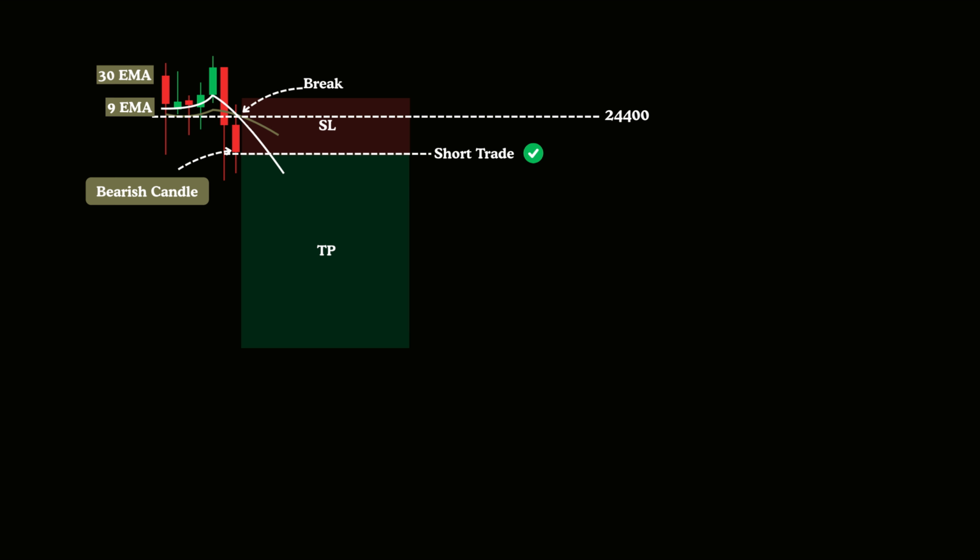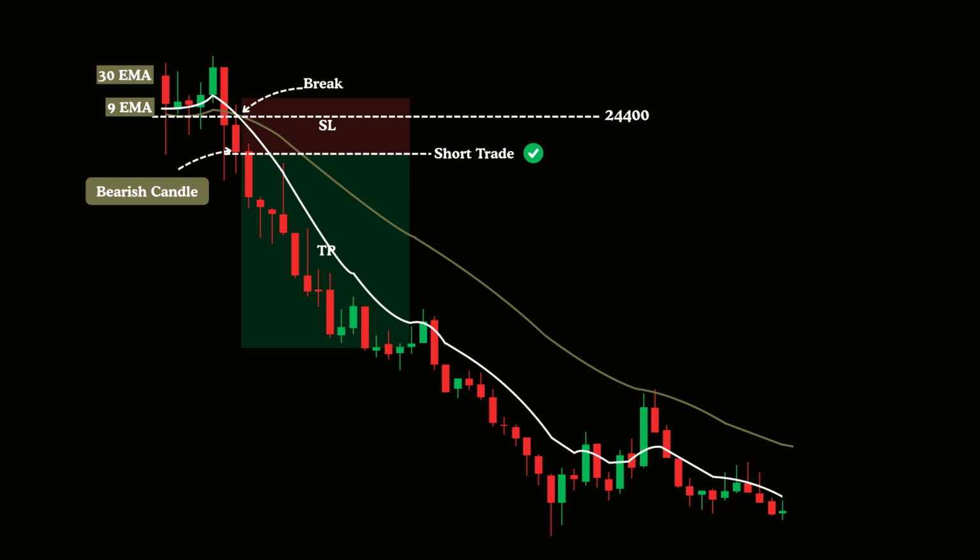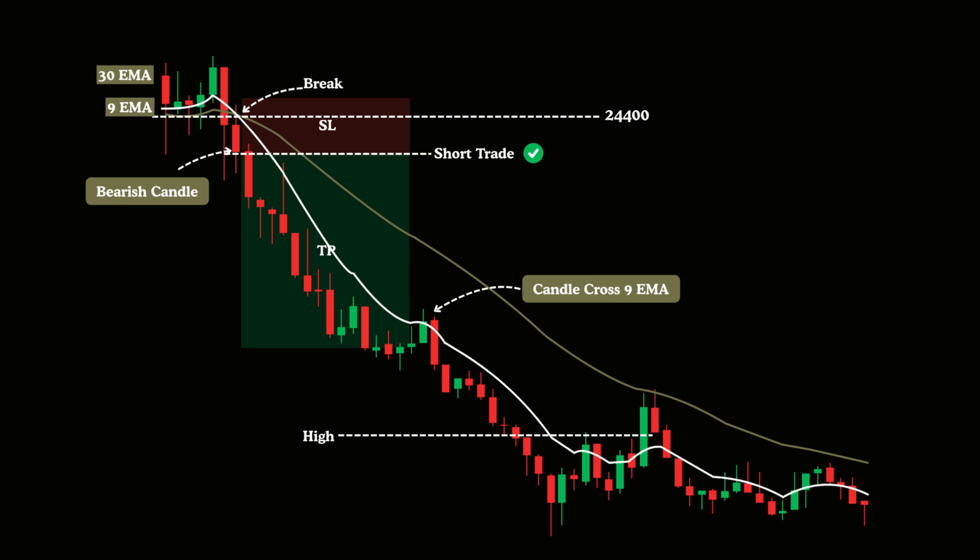Shortly after, the price drops further and hits a profit target nearly 5 to 6 times larger than our stop loss. In such a strong bearish trend, you can secure bigger gains by holding the trade with a trailing stop loss until the price breaks above the 9-period EMA and closes above it.